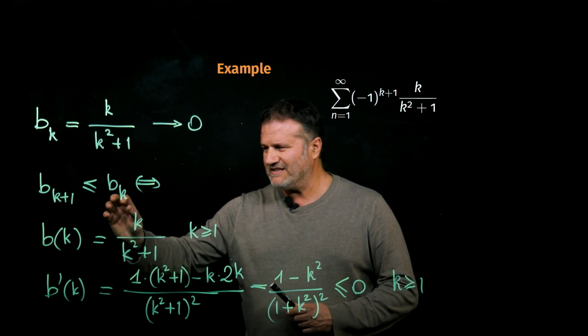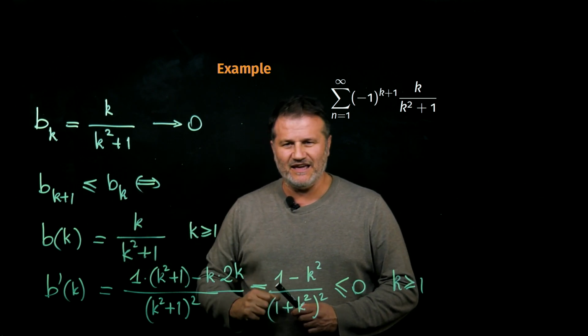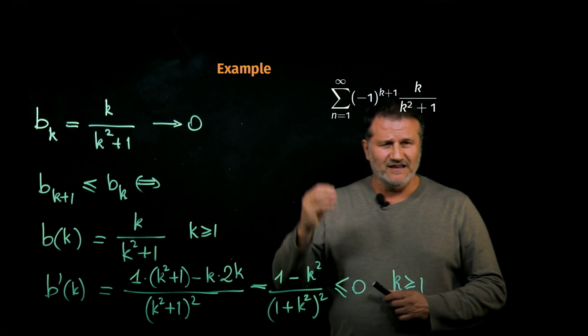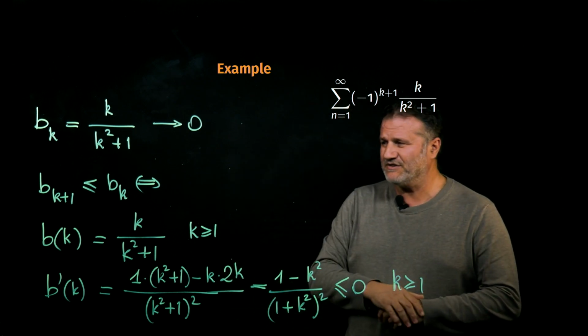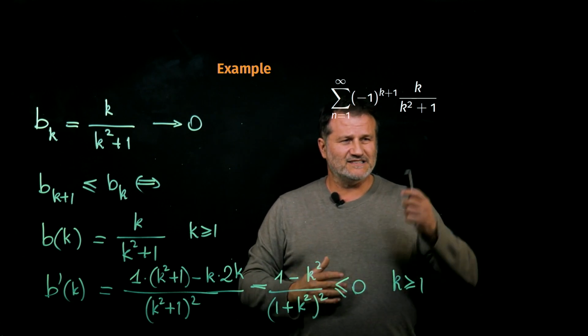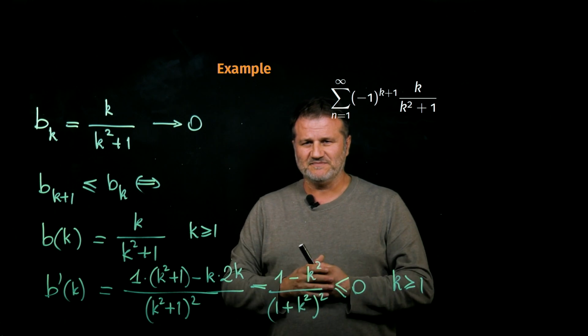In particular, this property holds because k plus 1 is larger than k. And therefore, again, we get that the sequence b_k goes to 0. It does so in a decreasing way, and therefore the Leibniz test applies, and we get the convergence of this series.